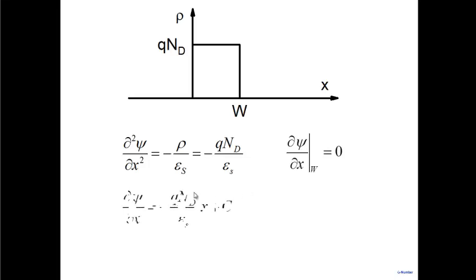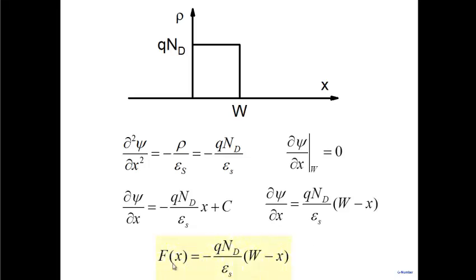Let's integrate this equation once. If we integrate it once, del psi by del x, we'll get Q N D by epsilon S times x plus C here. We put this boundary condition at x equal to W. My electric field is 0 here, so that lets me write del psi by del x as Q N D by epsilon S times (x minus W) here. We know that the electric field is the minus of this one. So the first thing that we get from our Poisson's equation is a value for the field. What is the field inside the junction, in this particular depletion width here? So F equals minus Q N D by epsilon S times (W minus x) here.